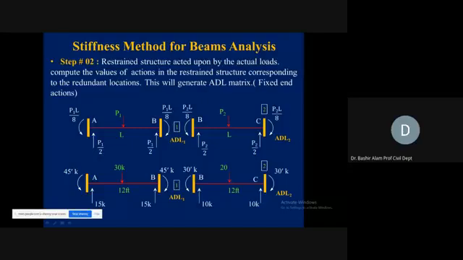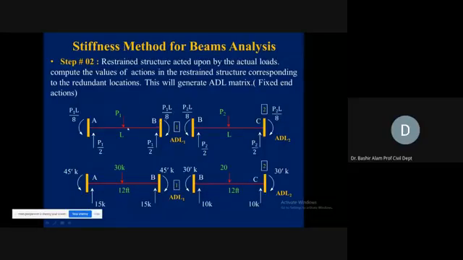The restraint structure is acted upon by the actual loads. Where the release structure was acted upon by the actual loads, here the restraint structure is acted upon by the actual loads, and we compute the values of actions in the restraint structure corresponding to the redundant locations. This will generate the ADL matrix, the fixed end actions.